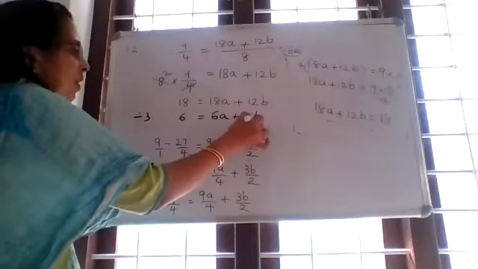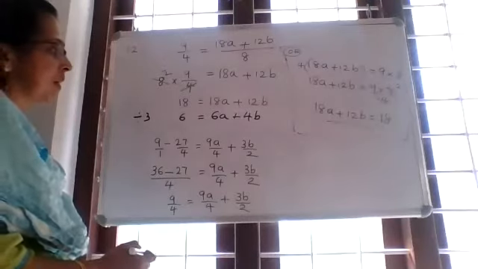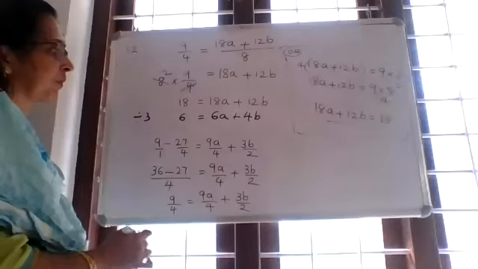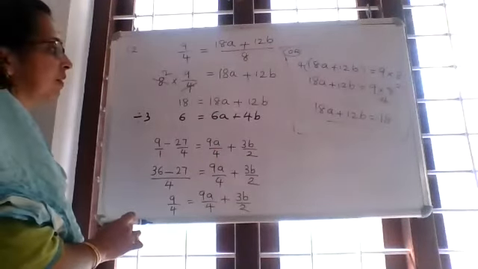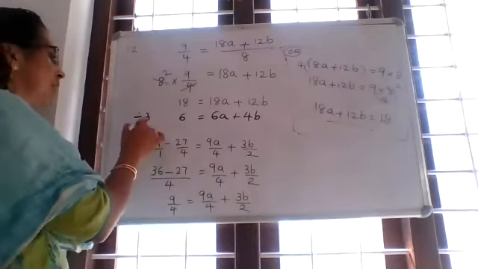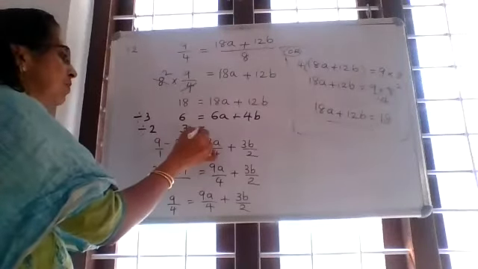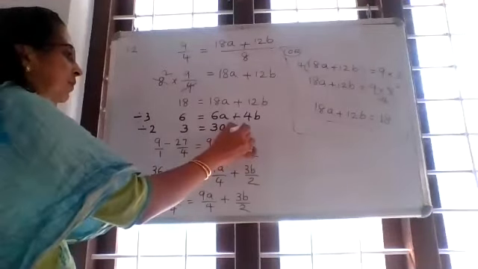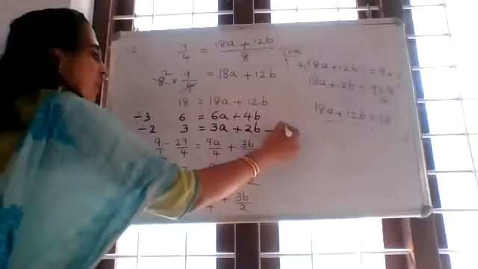6a equal to 6a plus 4b. Again we can divide, I think so. Again possible, no? Which one? Again we can divide by 2. Okay, divided by 2. So it will be 6 divided by 2, 3 is equal to 3a plus 2b. Let it be equation number 1.